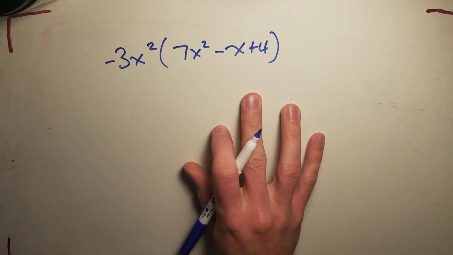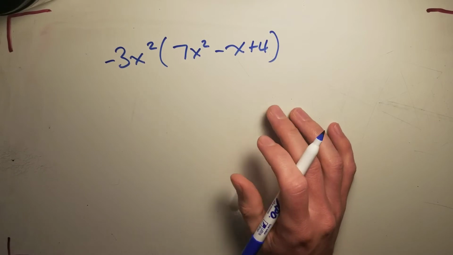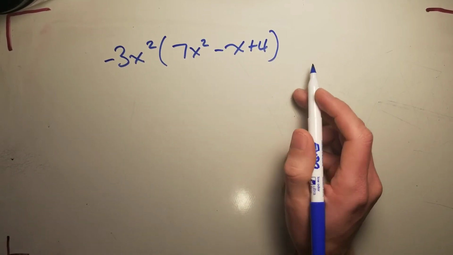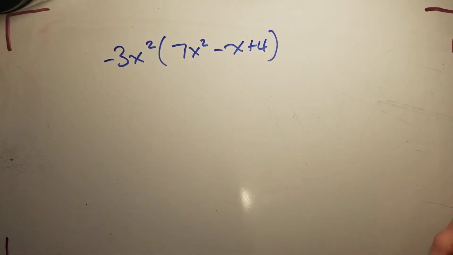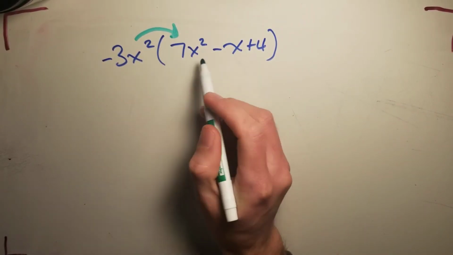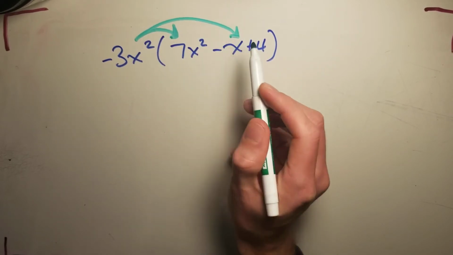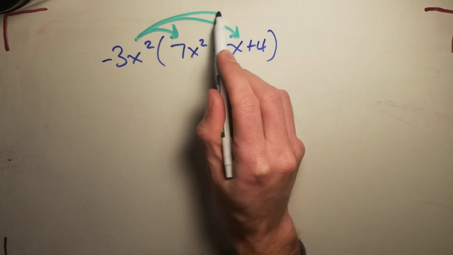Now there's a couple methods to use. I always use the horizontal method here because that is just using the distributive property. So you're going to take the negative 3x squared, go ahead and color code, and it's going to get multiplied by 7x squared, and then we're going to distribute it to our next term and then our last term.